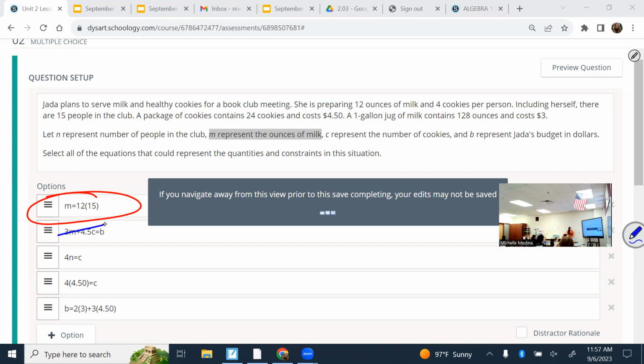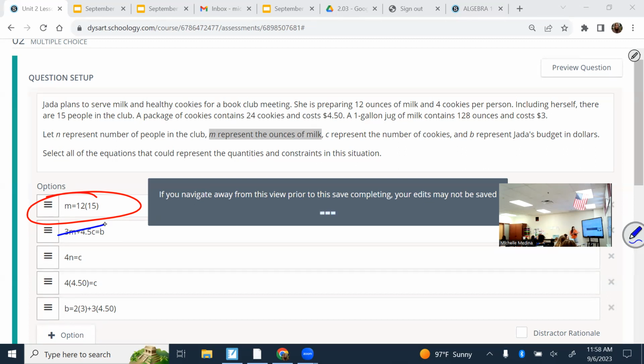Like the cookies cost like $4.50 for the package. But well, no, that doesn't even make sense either, because C is for the number of cookies. I'm not paying $4.50 for each individual cookie. I'm paying for the package. Good? Okay. If they said that this represented package of milk or package of cookies, then that would work, but it doesn't. All right, now down here, 4N equal to C.